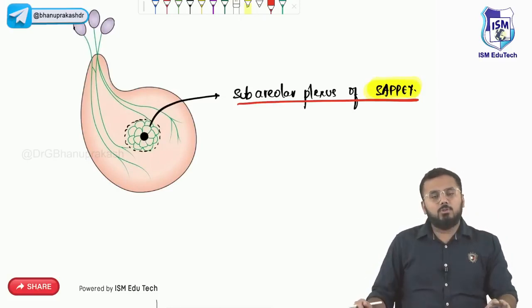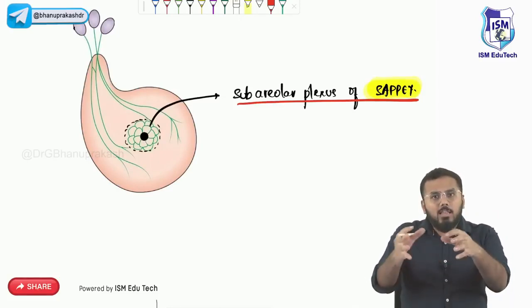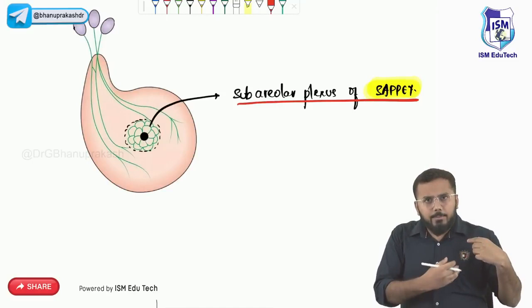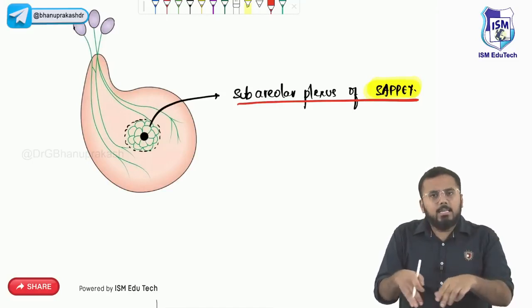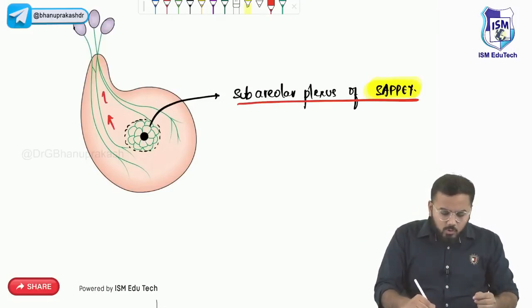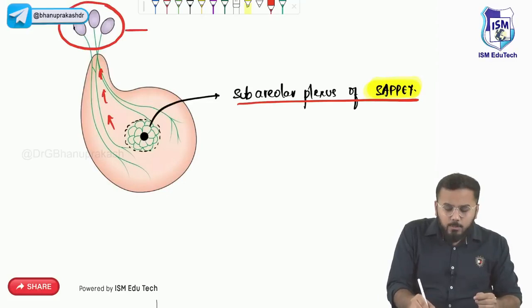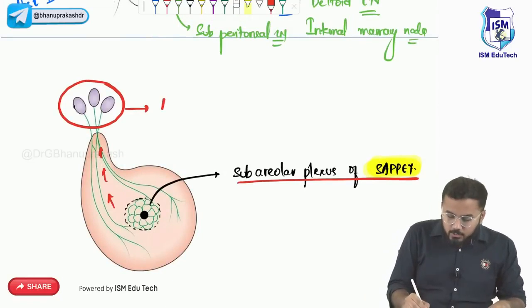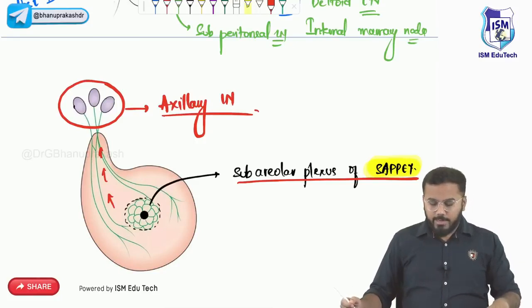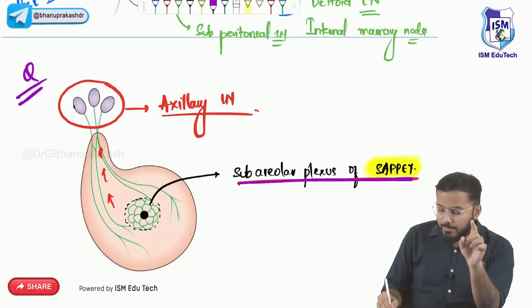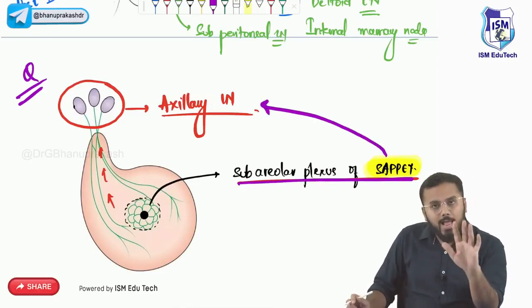What is this subareolar plexus of Sappey doing? It is collecting all the lymph located in the nipple region, in the breast region, and in the subareolar region or areola. All that lymph is collected and goes all the way and drains into the axillary group of lymph nodes. I told you what the axillary group of lymph nodes are, right? So the only question they're going to ask you is: subareolar plexus of Sappey drains into which lymph nodes? It drains into axillary lymph nodes.